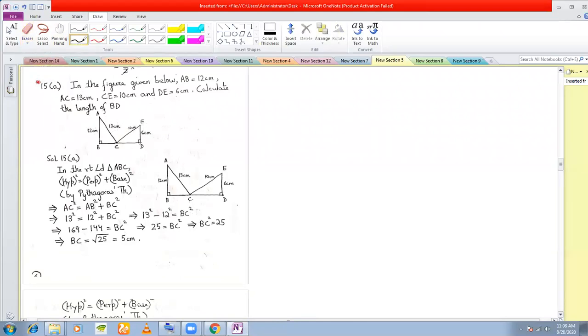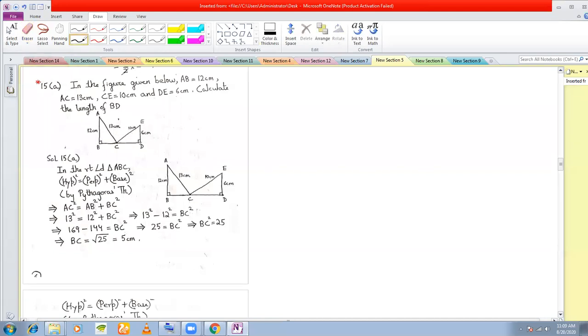There are only 2 right angle triangles. This one and this one. Now, in this right angle triangle, which one is the hypotenuse? This is the hypotenuse, because it is opposite to this right angle. In this right angle triangle, this is the hypotenuse, because it is opposite to this right angle. So in both right angle triangles I can see the hypotenuse.